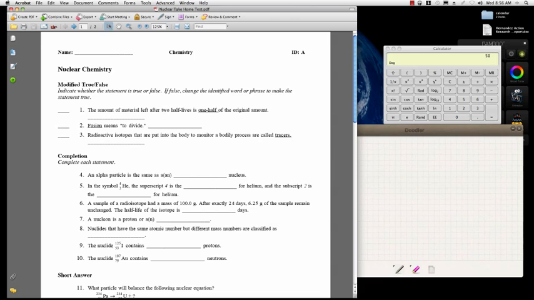Question number 1, the amount of material left after 2 half-lives is 1/2 of the original amount. That would be false, and you would have to change the word 1/2 here to 1/4. After 2 half-lives, you would only have 1/4.